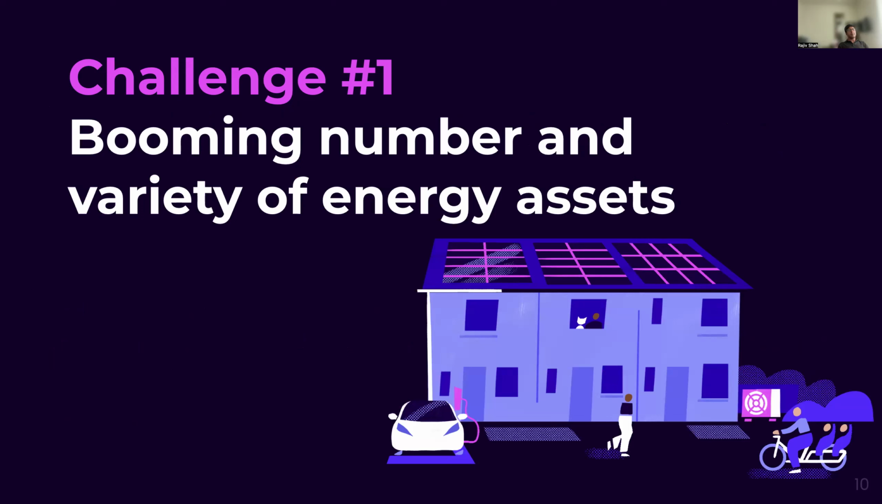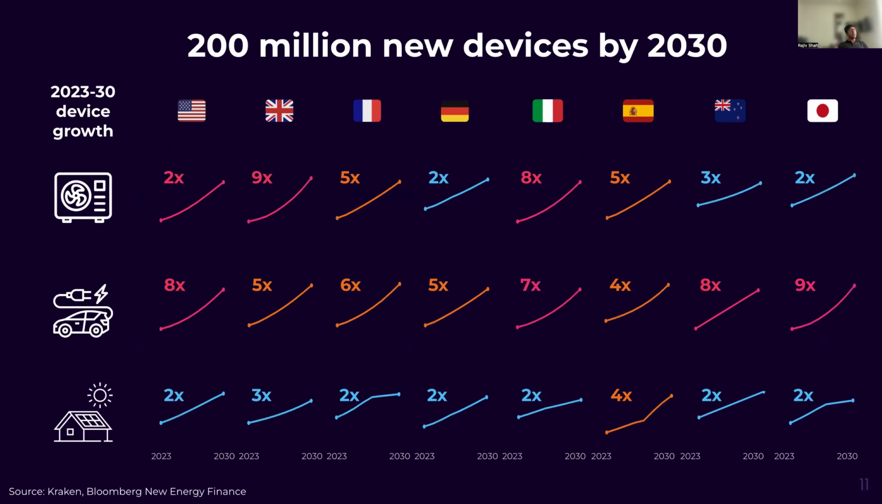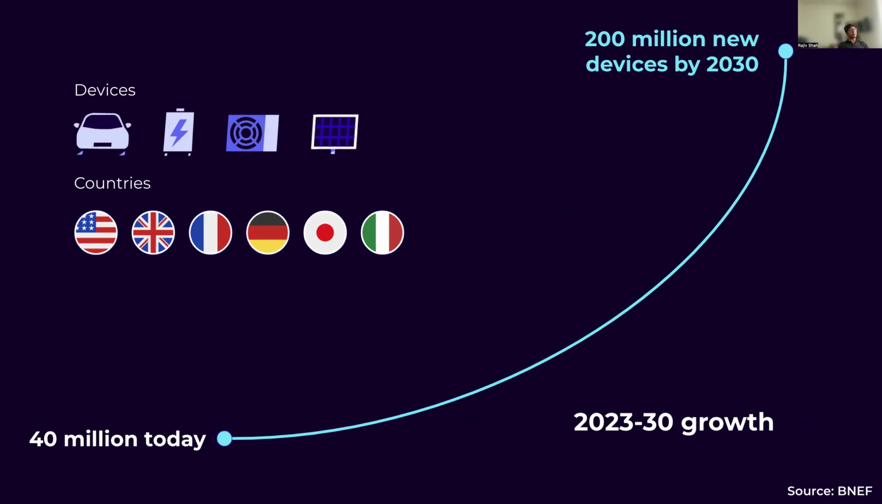The first challenge is this proliferation of DERs that we're expecting on the system. And so BMEF has projected where we're going to be in 2030, across a number of different countries: the US, the UK, France, Germany, Italy, Spain, Australia, and China. And we're going to see 200 million new devices by 2030. That's from 40 million devices today.